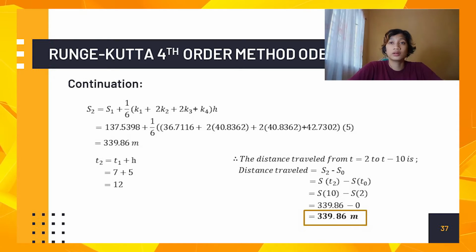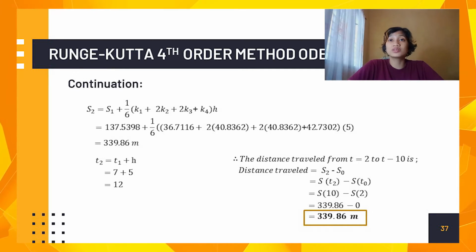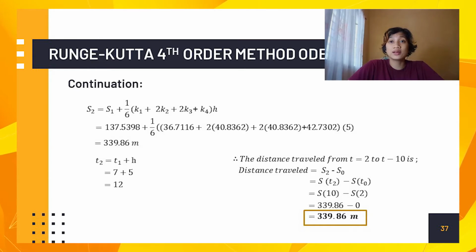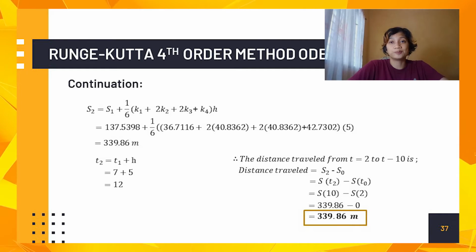The formula for s sub 2 is equal to s sub 1 plus 1 over 6 times k sub 1 plus 2 k sub 2 plus 2 k sub 3 plus k sub 4, times h. Substitute the values 137.5398 plus 1 over 6 times 36.7116 plus 2 times 40.8362 plus 2 times 40.8362 plus 42.7302, times 5. For the s sub 2, we have 339.86 meters.